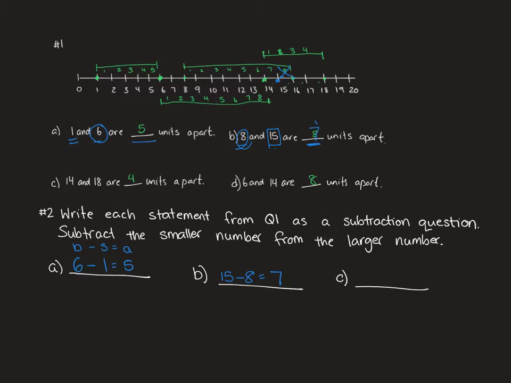For question C, we'll go bigger number, 18, minus smaller number, 14, equals distance apart, 4. And finally, we have question D, bigger number, 14, minus smaller number, 6, equals distance apart, 8.